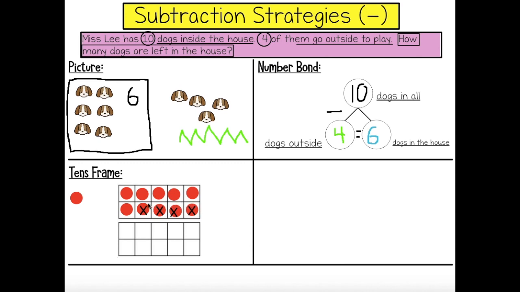These 4 red counters that are crossed out represent the 4 dogs that go outside to play. I'm going to circle the leftovers, the counters we didn't cross out, because these counters represent the dogs that are left in the house. There are 1, 2, 3, 4, 5, 6 dogs left in the house.